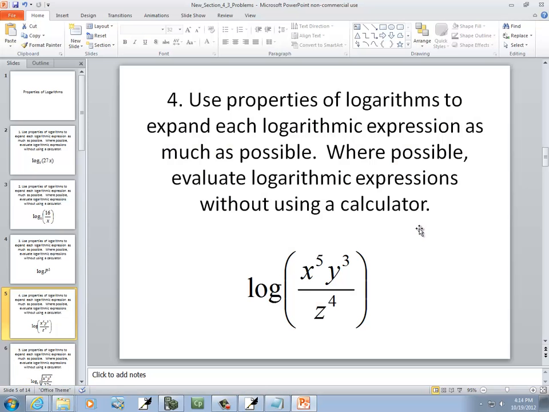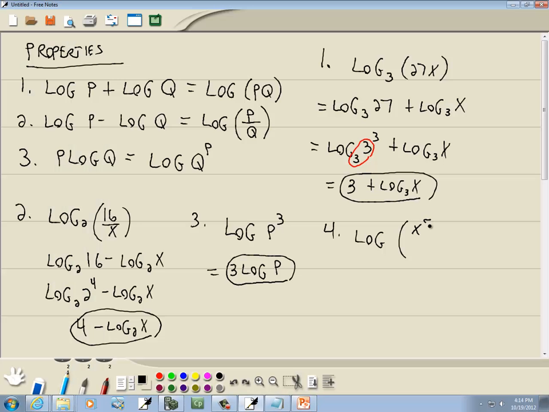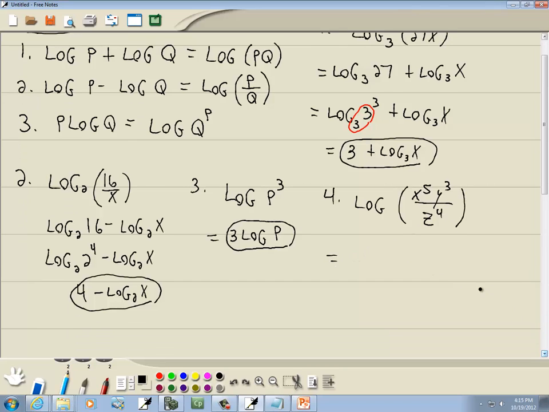So here we've got log of x to the 5th, y to the 3rd, over z to the 4th. Again, you have to see what the main thing happening here is. The main thing happening is we have something on top divided by something on the bottom. From property 2, division becomes subtraction. So we're going to rewrite this as log of x to the fifth, y to the third, minus log of z to the fourth.